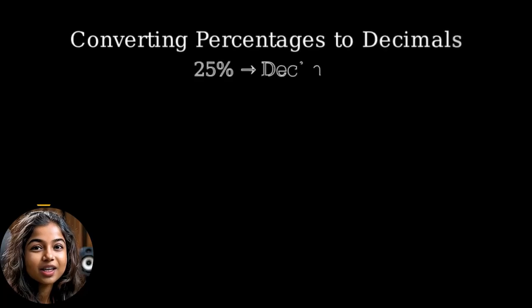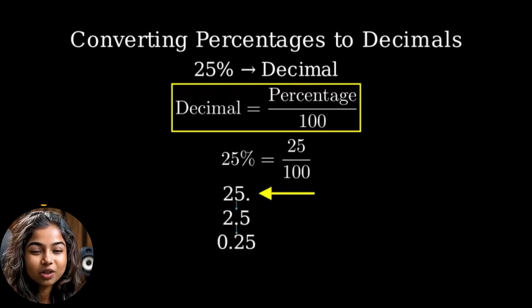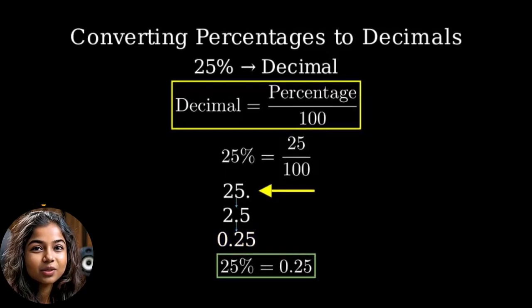Let's learn how to convert 25% into a decimal number. We'll solve this step by step and then compare our answer with the given options. To convert a percentage to a decimal, we divide the percentage number by 100. This is because the word percent means per hundred. Let's apply this to 25%. We'll take 25 and divide it by 100. To divide by 100, we can move the decimal point 2 places to the left. Since 25 has no decimal point shown, it's at the end. Moving it 2 places left gives us 0.25. Therefore, 25% as a decimal is 0.25.